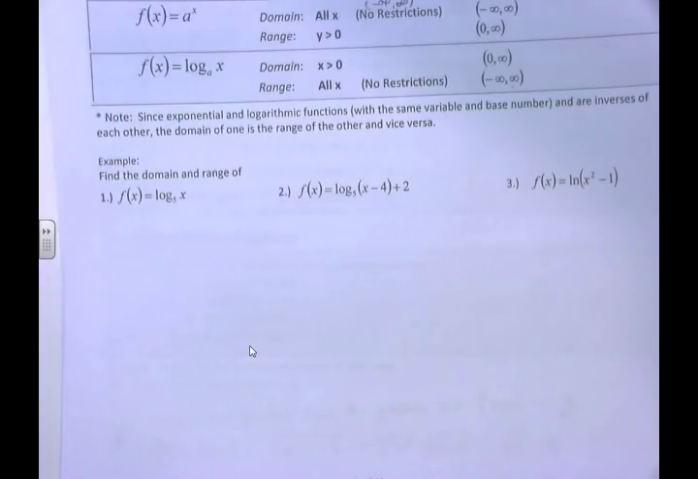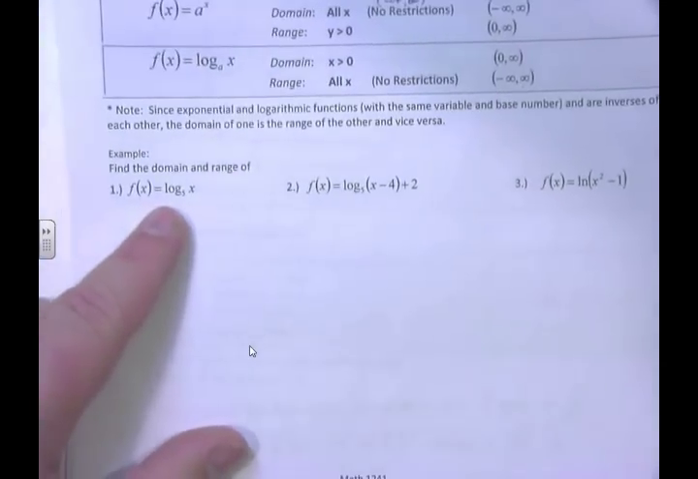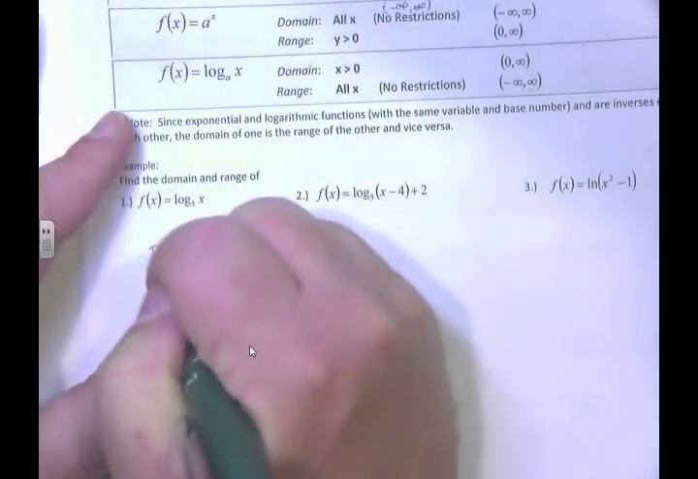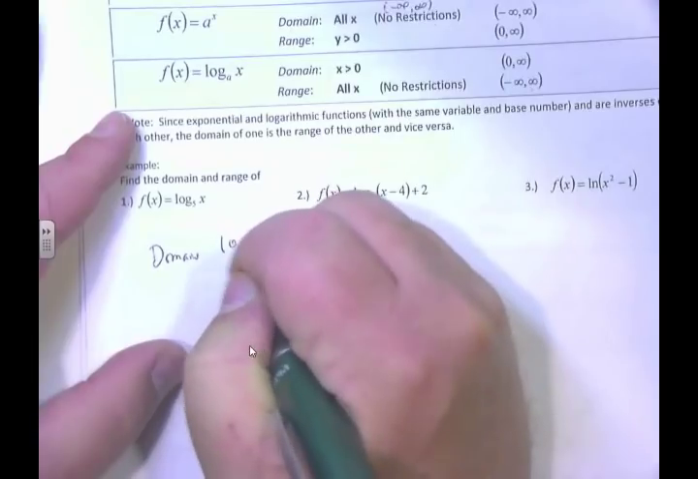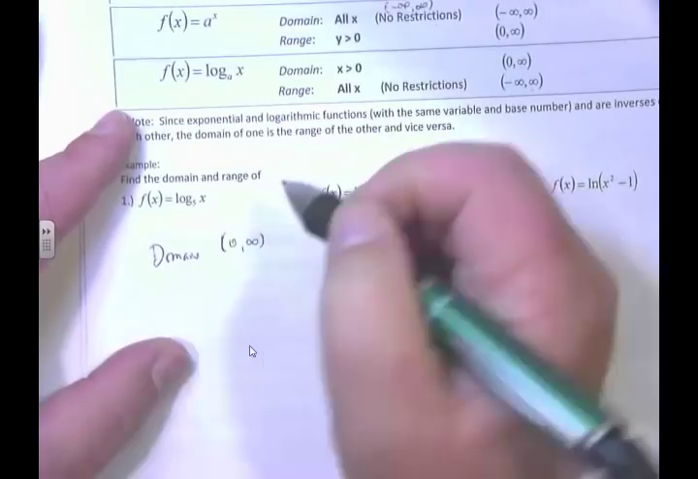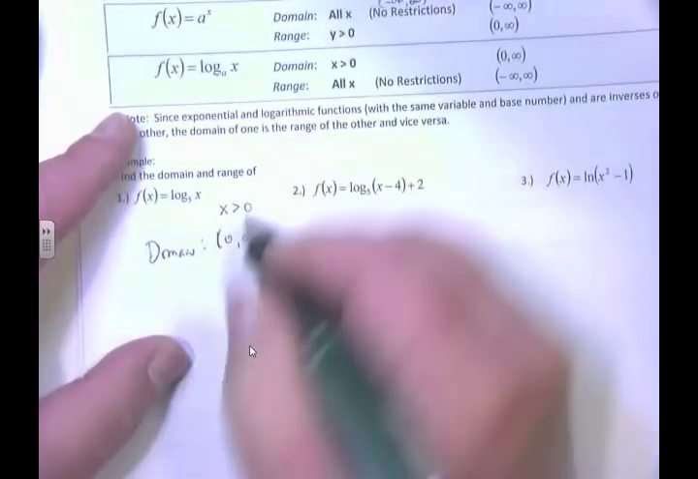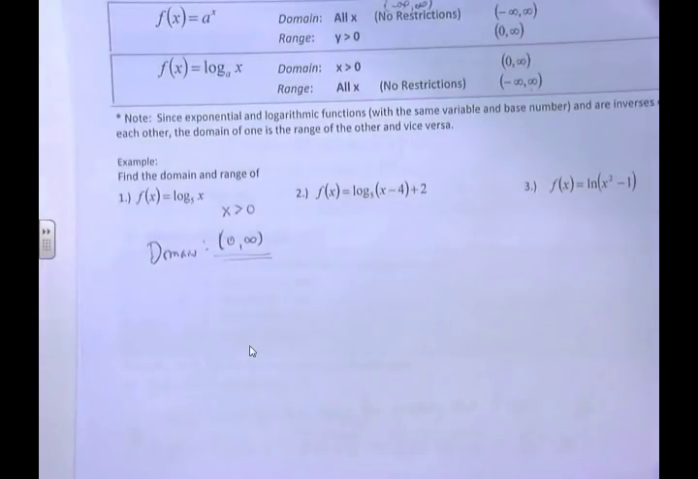Find the domain and range of this function right here. On your mark, get set, go. F of x is equal to the log base 5 of x. Well, I can read you right now. What is the domain? It is 0 to infinity. I would also accept x is greater than 0, but WebWork wants this because it's an interval notation, because you can't take the log of a negative number and you can't take the log of 0.